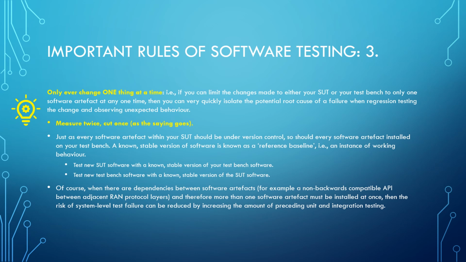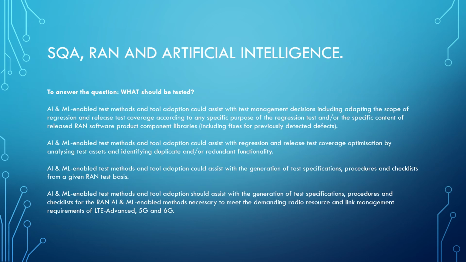Here, I share one of my 5 most important rules of software testing. In this lesson, I examine the potential opportunities and benefits of artificial intelligence and machine learning in the verification and validation of the radio access network.